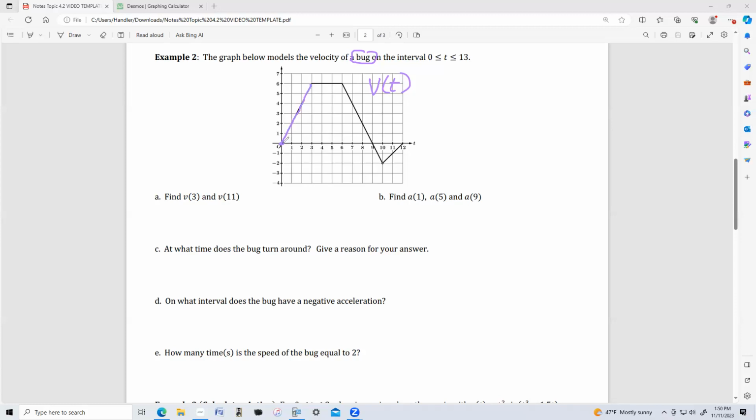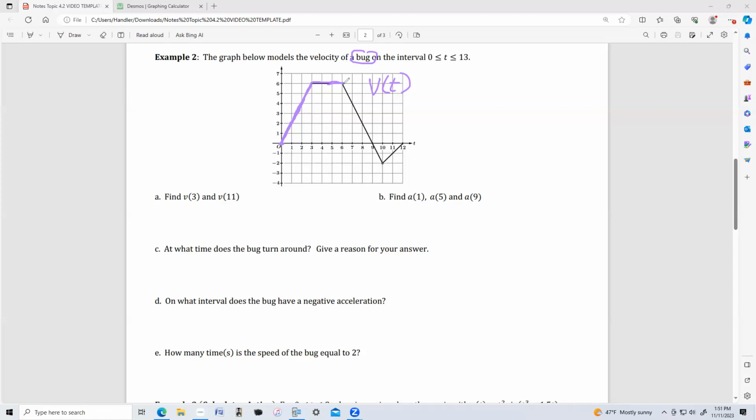How do I know it's moving to the right? Because the velocity is positive and it's also speeding up. How do I know it's speeding up? Because the velocity is literally going up or increasing. So it's moving to the right and speeding up. At 3 seconds, we'll say 3 seconds, it's still moving to the right, but its velocity is not increasing. The velocity is constant.